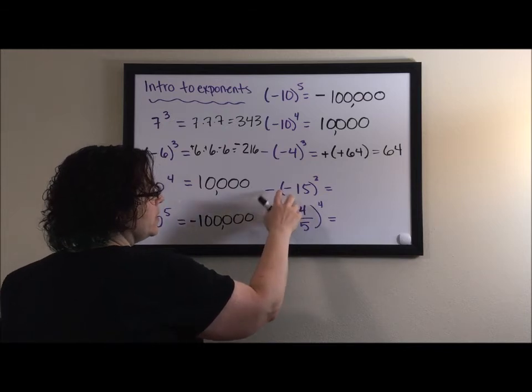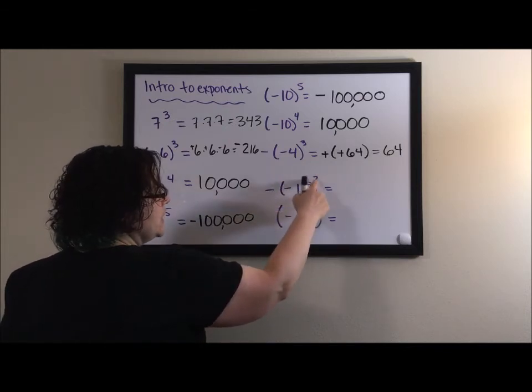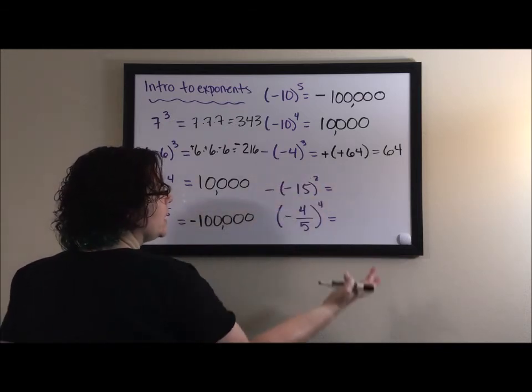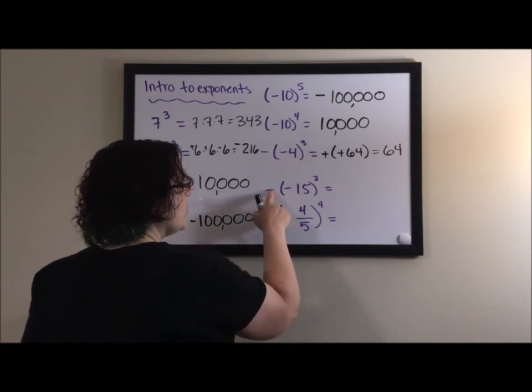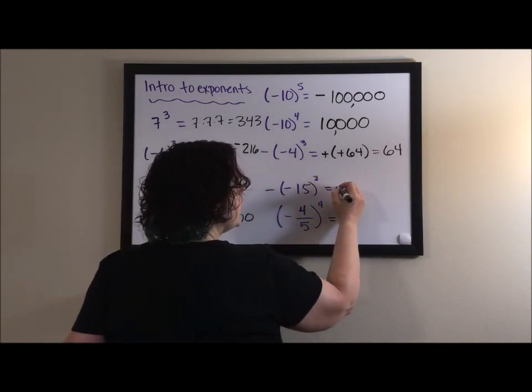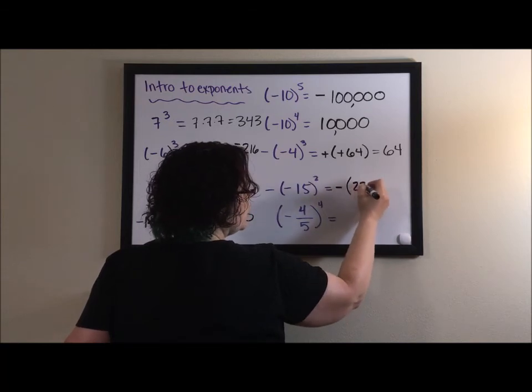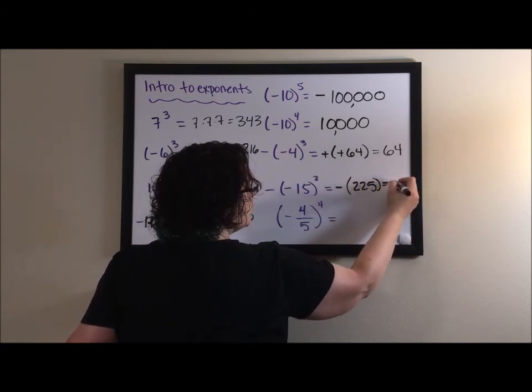Similar with the next one. The negative 15 squared, because it's even, the negative 15 squared is positive, but that negative isn't being touched. So we have negative times 225, or a negative 225.